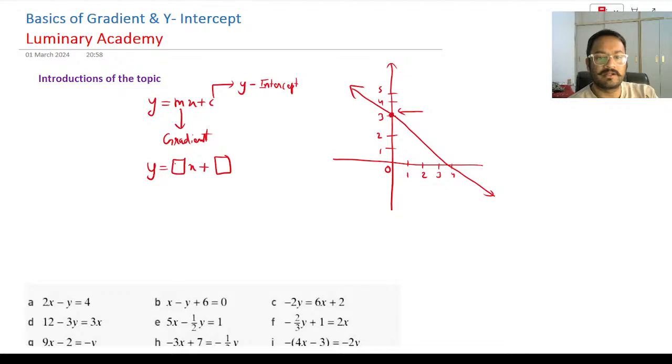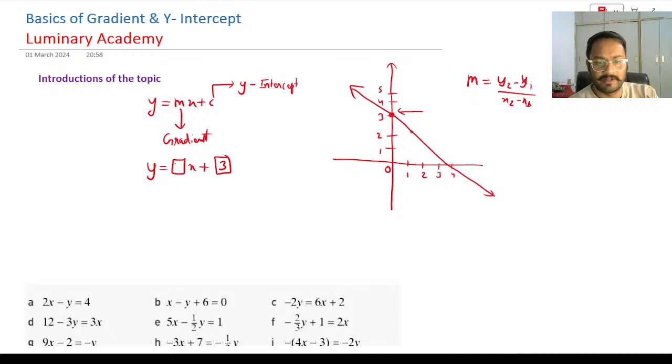Because we know that y-intercept means the line cutting the y-axis, and at the y-axis it is cutting at 3, so we'll write 3 as the y-intercept, but we need to find the gradient. To find the gradient, there is a formula. We generally denote gradient by m, and it is y2 minus y1 upon x2 minus x1. So basically, to find the gradient, we have to make a triangle.